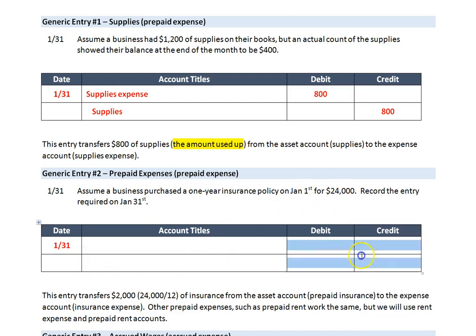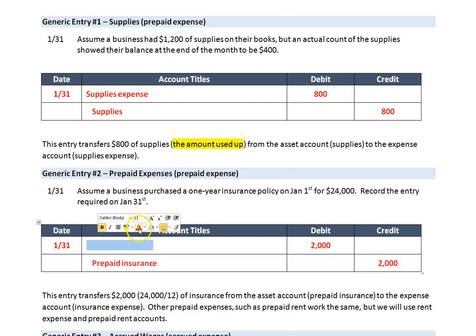So we're going to see $2,000 be the amount. Very similar here. We recorded this as prepaid insurance initially in Chapter 2, or the business would have recorded it that way. So we need to take it out of the prepaid insurance account, and it needs to go to an expense account. Since it relates to insurance, we will call it insurance expense.